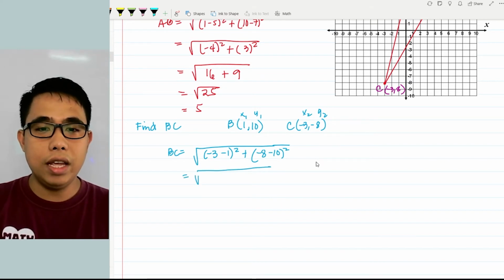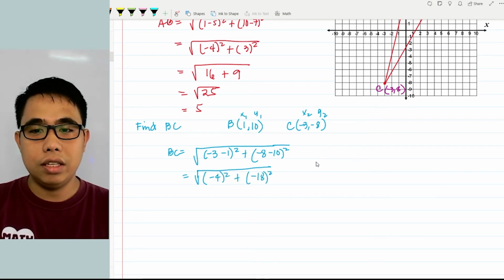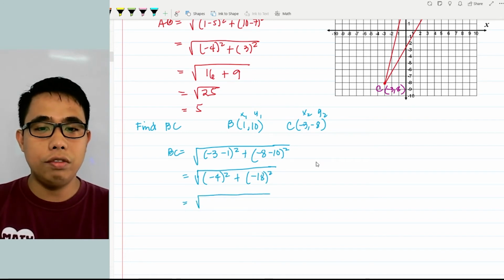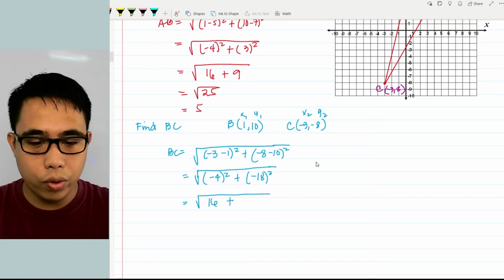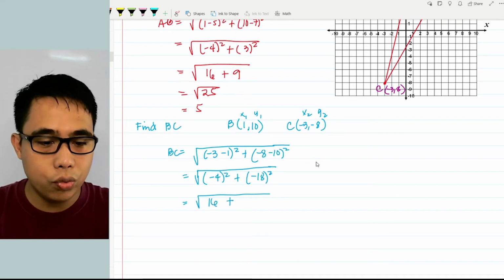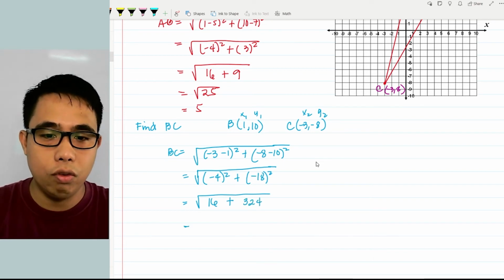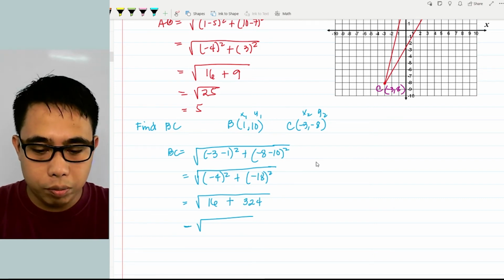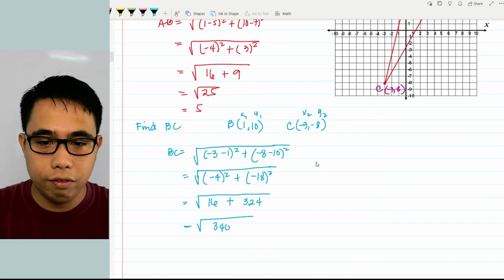So we simplify. The radicand is (-4) squared plus (-18) squared. So that is equal to the square root of 16 plus (-18) squared, the quantity squared, which is 324. So that is the square root of 324 plus 16, which is equal to 340.